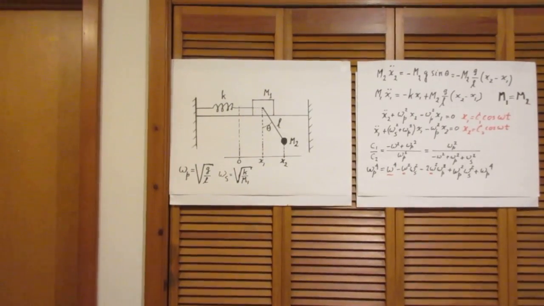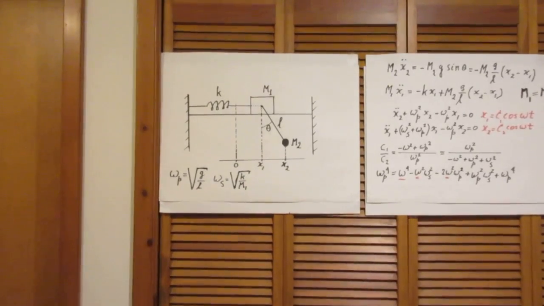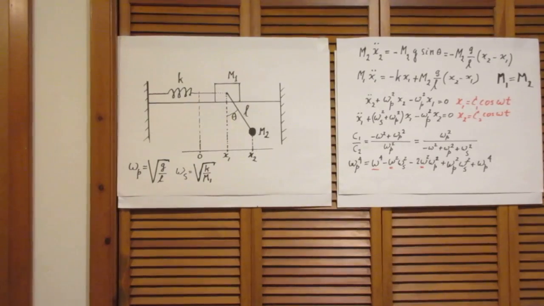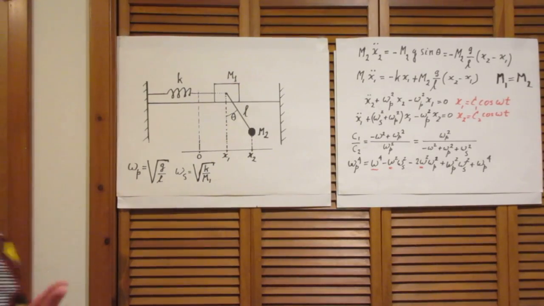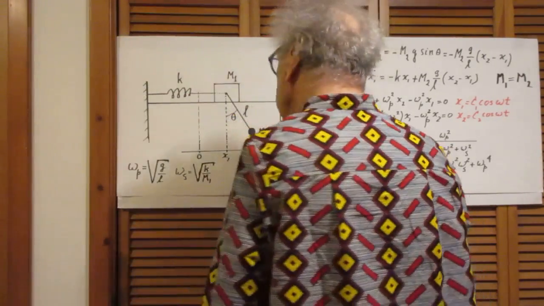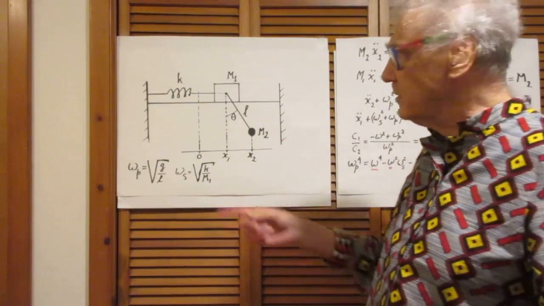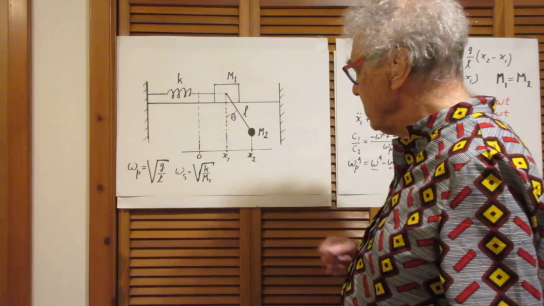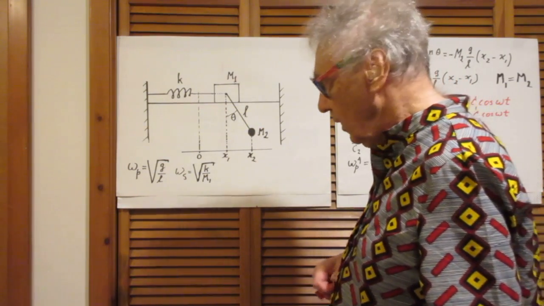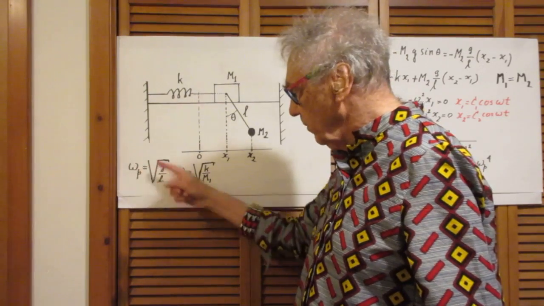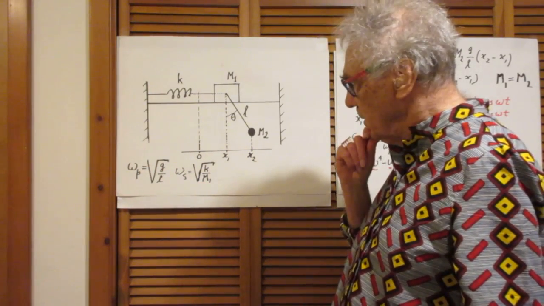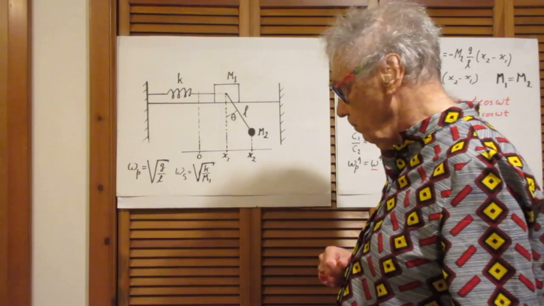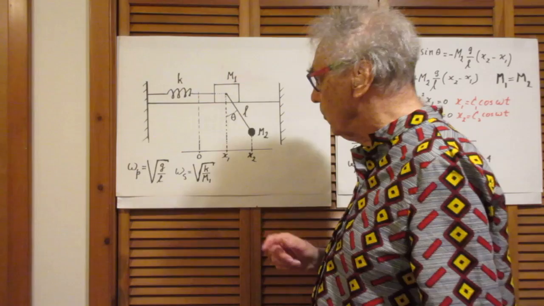Okay. So here we see the two oscillators, the spring system, mass M, and the pendulum with mass M2. This is the frequency in radians per second of the pendulum alone, and this is the frequency of the spring system alone.